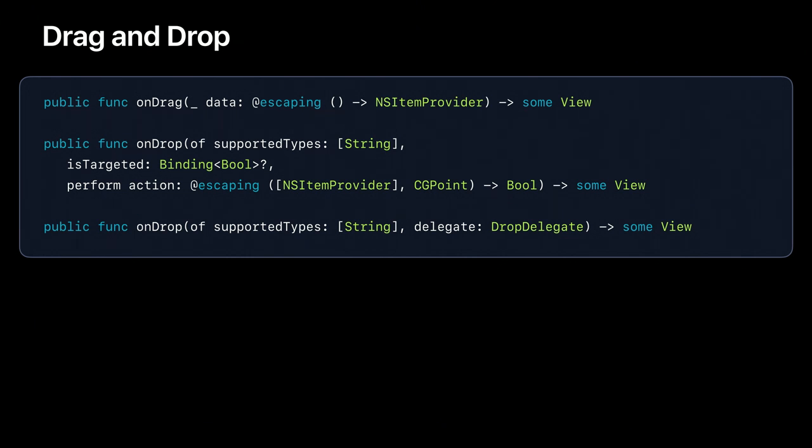There's another variant of the onDrop modifier, one that takes a delegate instead of a drop closure. And the delegate gives you a little bit more visibility into the drop process as it's moving around in your view. For example, you can get the cursor location before the user actually lets go and commits to the drop action.